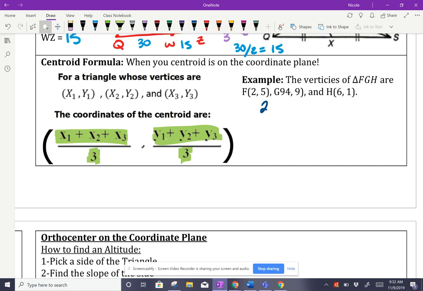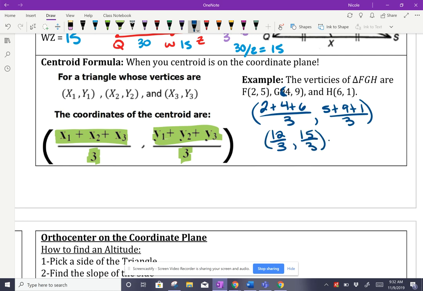So we've got, this little typo, it should be parentheses, (2 plus 4 plus 6) over 3, and (5 plus 9 plus 1) over 3. So that gives us 12 over 3 and 15 over 3. So when we simplify and reduce, we've got (4, 5) is the point of our centroid.